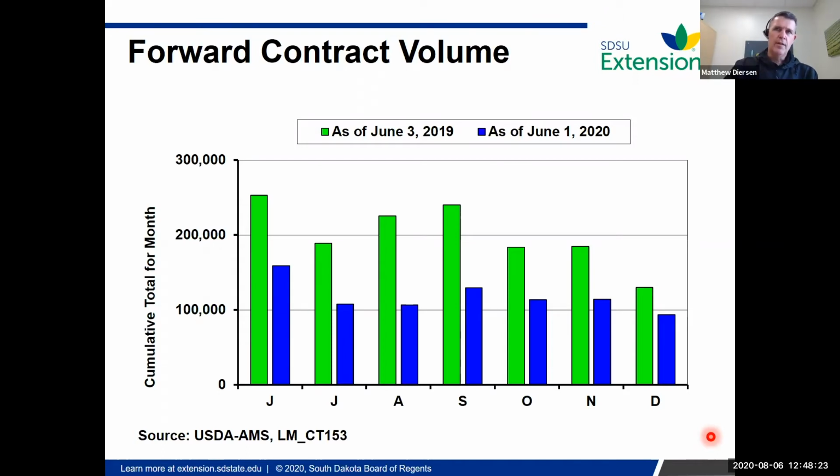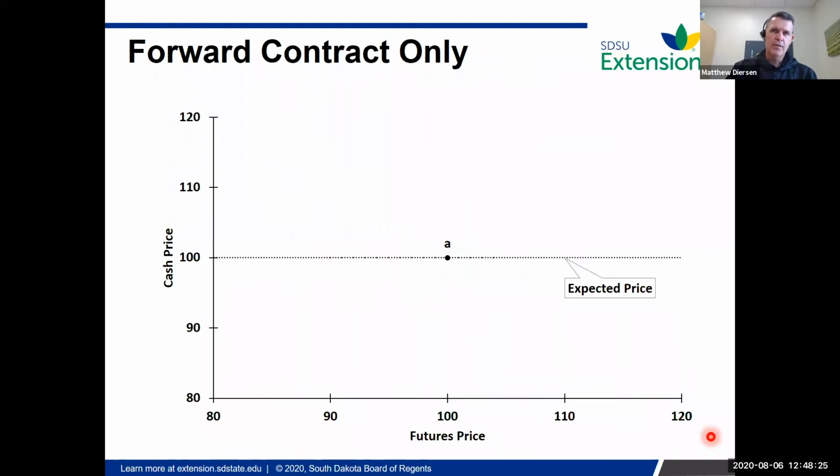What's the implication of forward contracting? Well, if that price is $100 today, and you sign a forward contract, you fix the price. It is set. So no matter what happens to the futures price between now and when the cattle are ready, you're going to receive your contracted price. So that's good. It gives you an alternative, and it fixes that price.